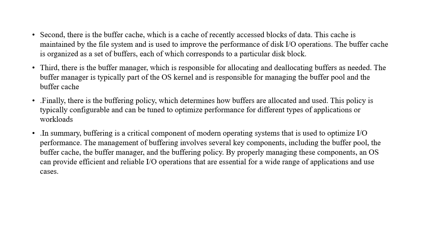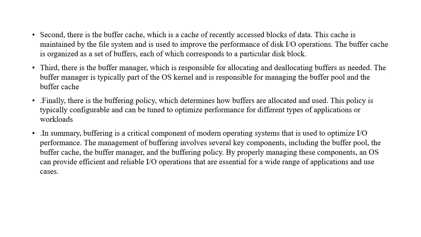And finally, there is a buffering policy which determines how buffers are allocated and used. The policy is typically configurable and can be tuned to optimize performance for different types of applications or workloads. In an operating system, we do different types of operations. For these different types of operations, we need different types of buffers. So this buffering policy will determine which buffer is used for which application or operation. Like this, it will allocate the buffer.